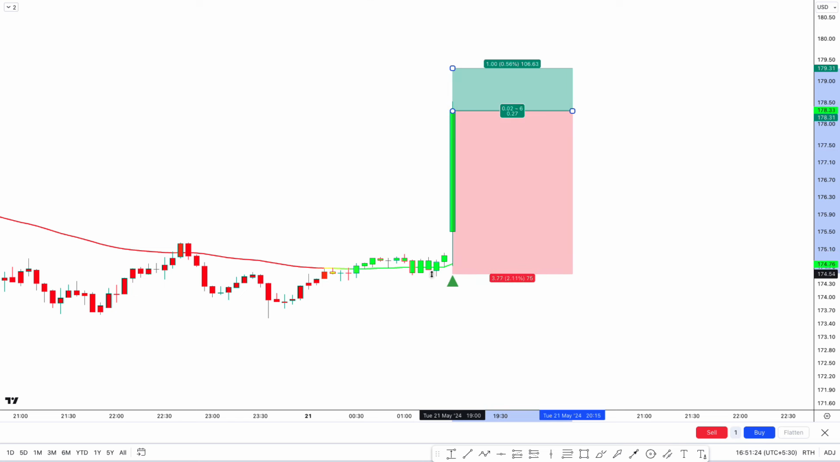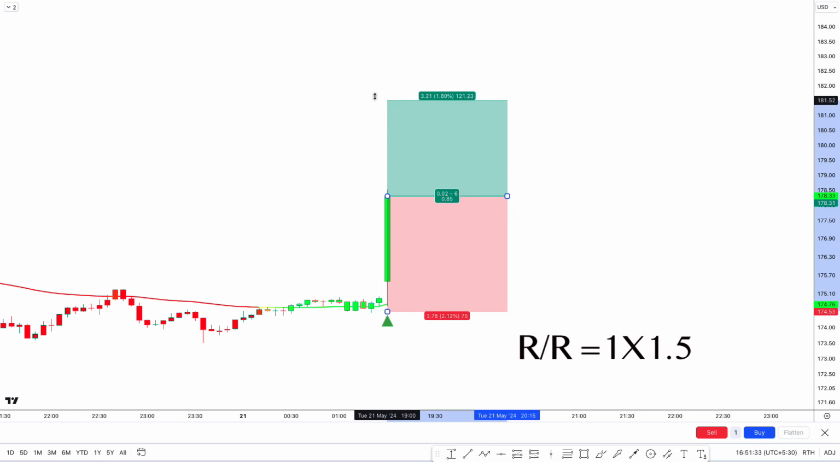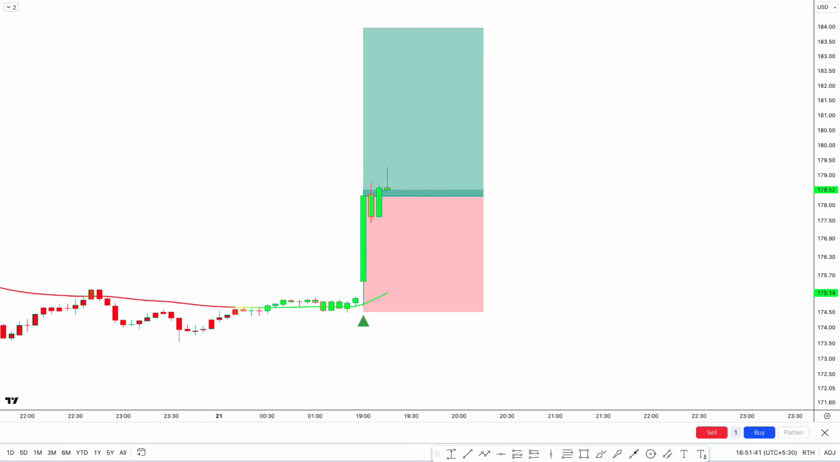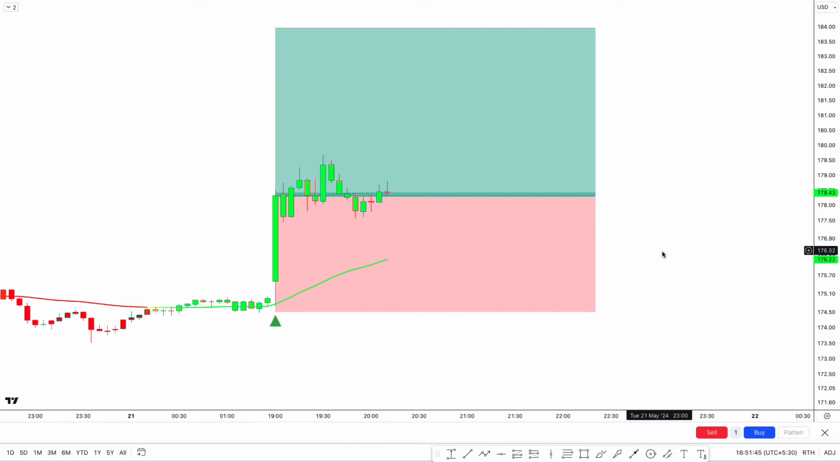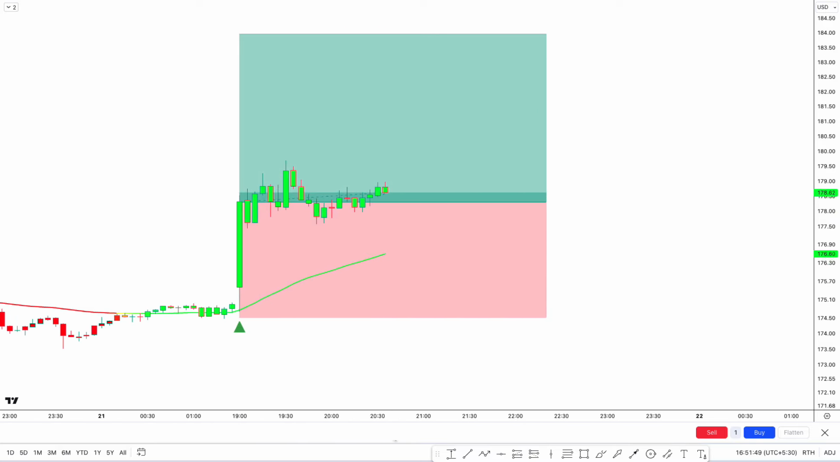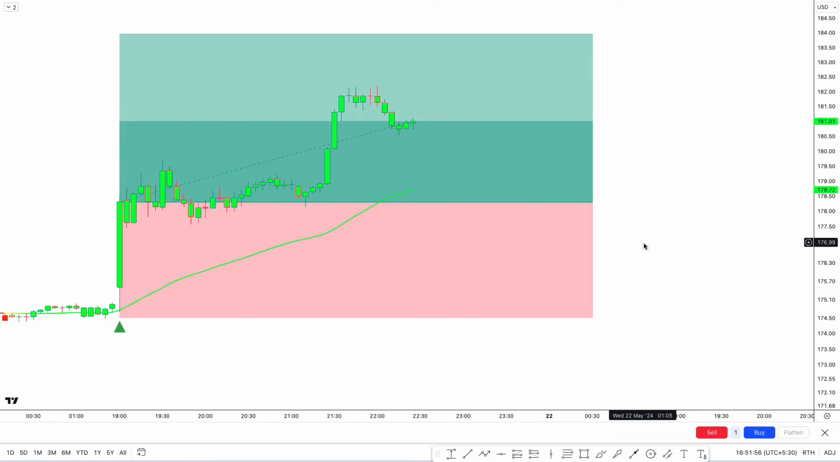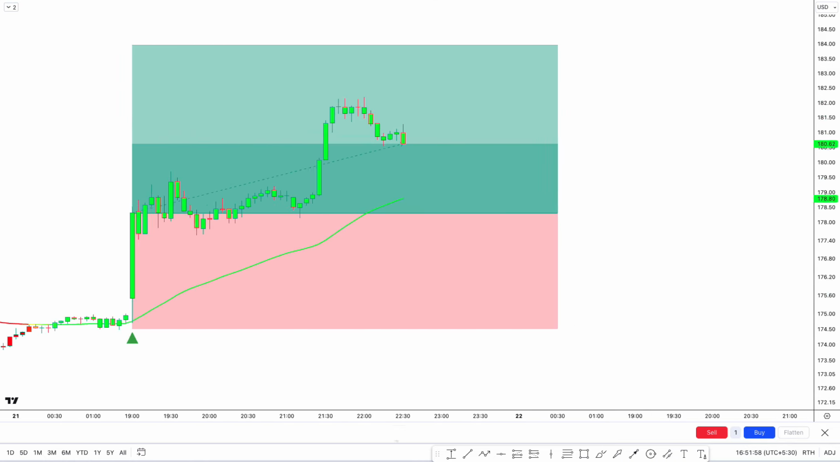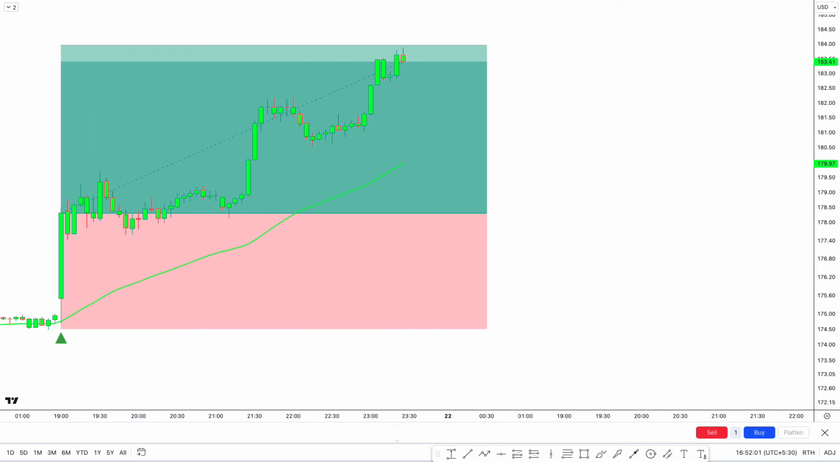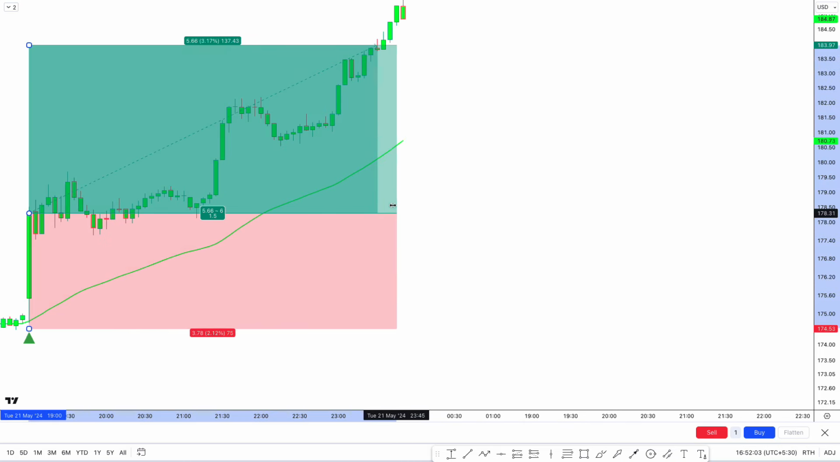Our stop loss is to be placed at the previous low of the market and should be below the MA line, and the risk to reward ratio will be 1:1.5. How does this trade play out? Here the market has not hit either the stop loss or the target. The market has completely hit the target.